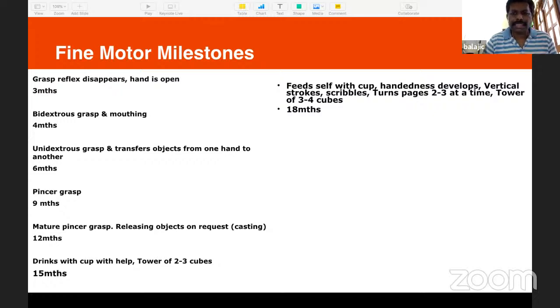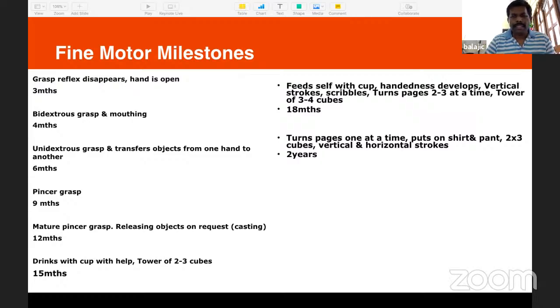And the child starts scribbling at 1.5 years, turns 2 to 3 pages at a time, and makes a tower of 3 cubes by 1.5 years. Okay, 3 cubes by 1.5 years. And then the child starts turning pages 1 at a time and makes horizontal and vertical strokes at 2 years.